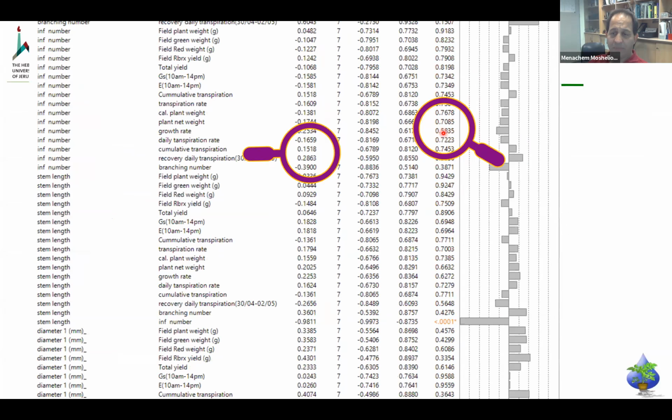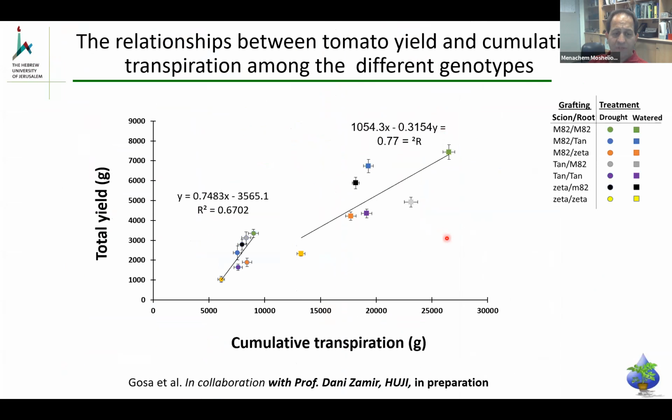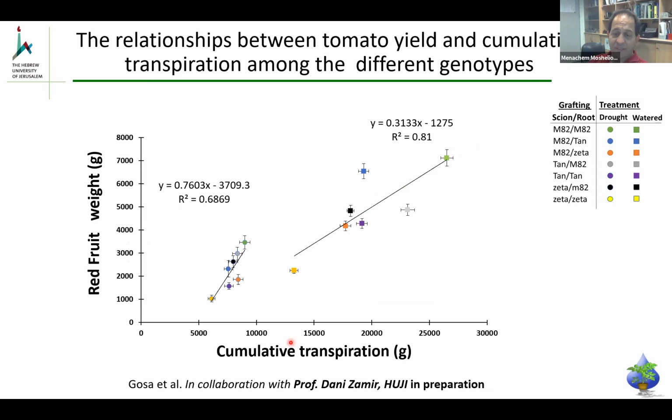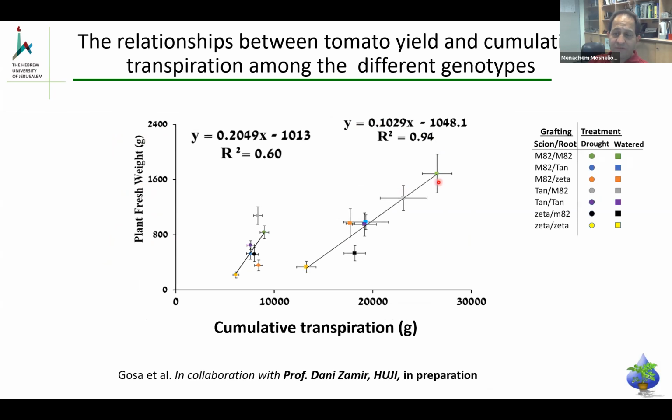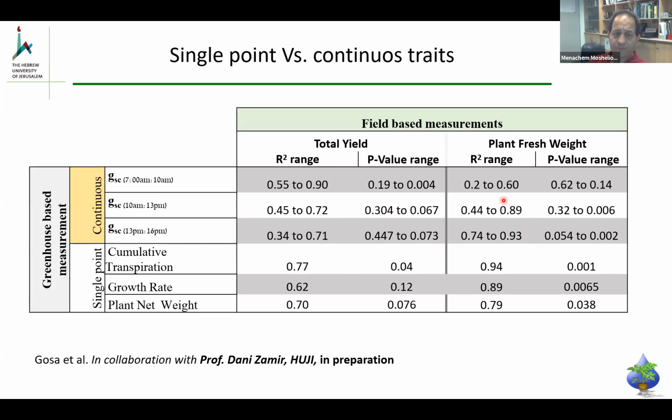We went over all the parameters, and all in all, we selected a few important parameters. I will just show you a few examples. For example, transpiration was very nicely correlated with yield in the field. This is yield in the field, and this is the system parameter. You see both under drought and well irrigated, we get nice correlations. Fruit weight also gives us a nice correlation. Green fruit doesn't work so much. Plant weight in the field also has a very nice correlation. All in all, I will not go through all, I just want to give you a taste.